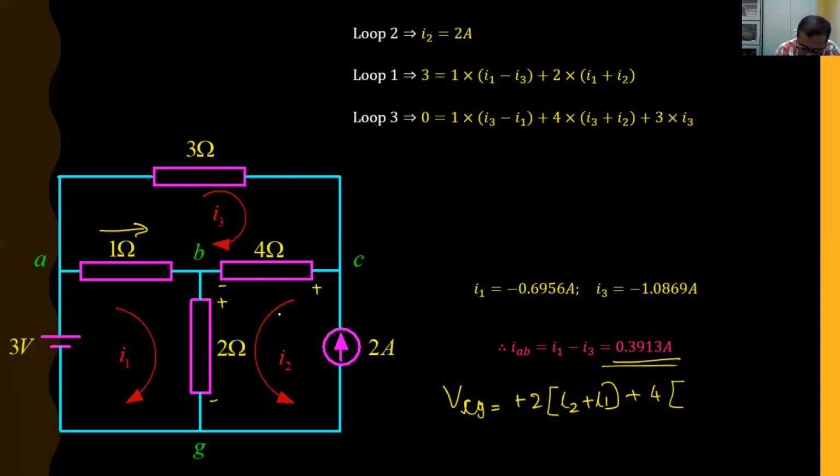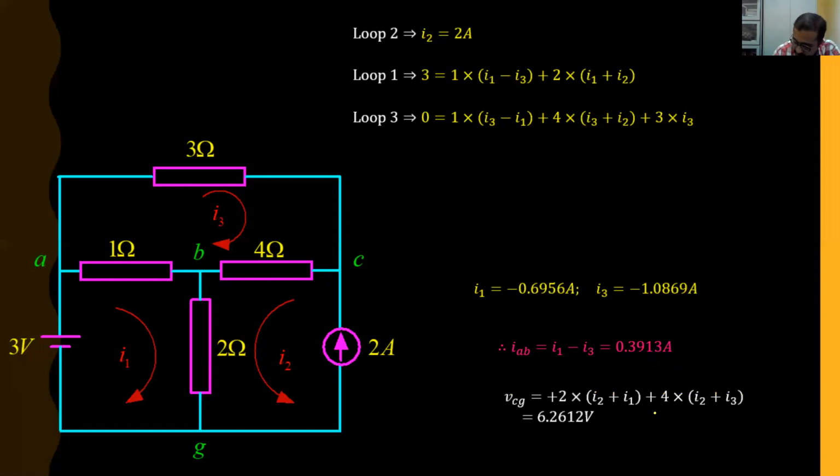I2 plus I3, right? Both are in the same direction, I2 plus I3. Okay, so you will get this, 6.2612. Try doing that. Am I clear?